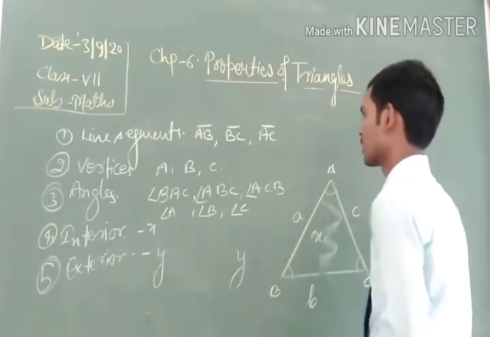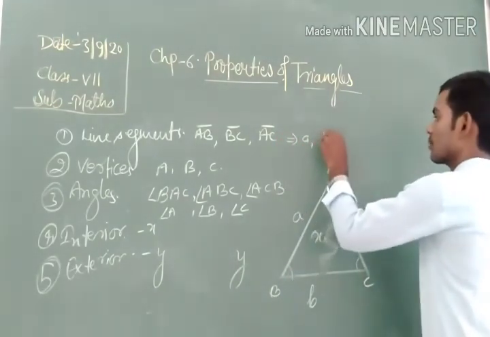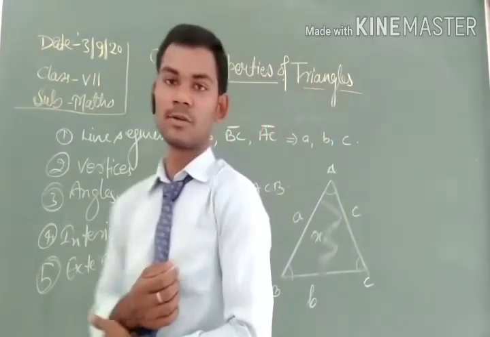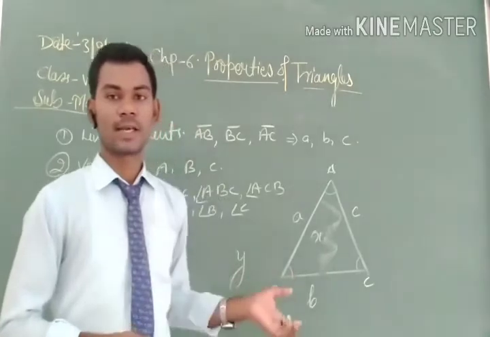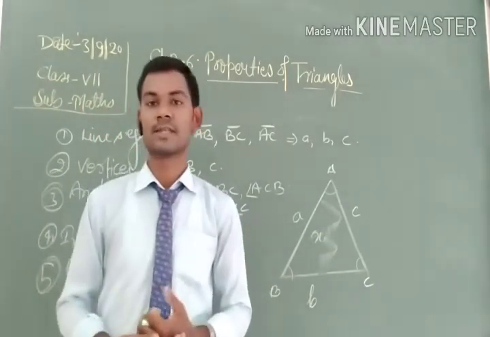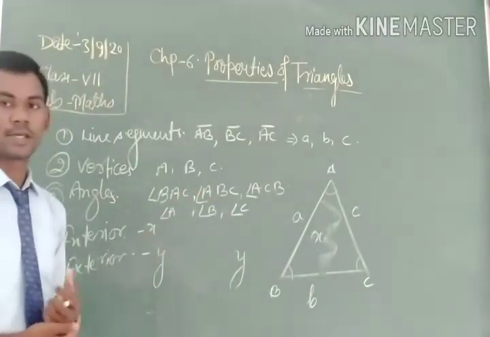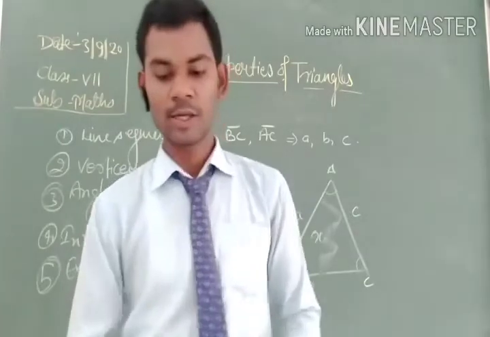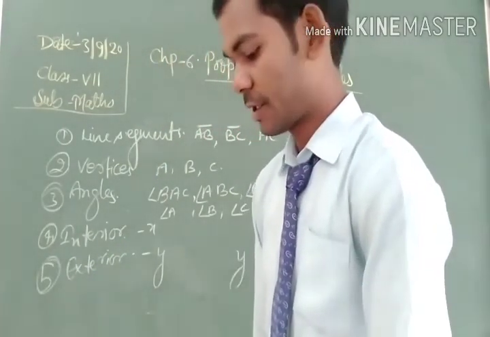So in this case, we can say that the line segments are A, B and C. These are its line segments, which can also be represented by the small letters of the English alphabet, as I have written here. So these are its elements, by which the triangle is formed. I think there is no doubt about the elements of the triangle. So these are its elements.